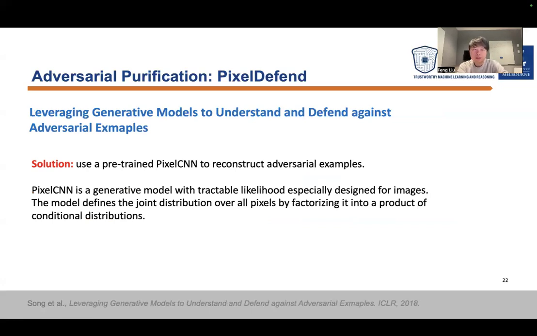And almost the same year, researchers also wanted to use PixelCNN to reconstruct adversarial examples. Here, PixelCNN is a generative model with a tractable likelihood, especially designed for images. The model defines the joint distribution over all pixels by factorizing it into a product of conditional distributions. Yeah, it's more like a probability model.